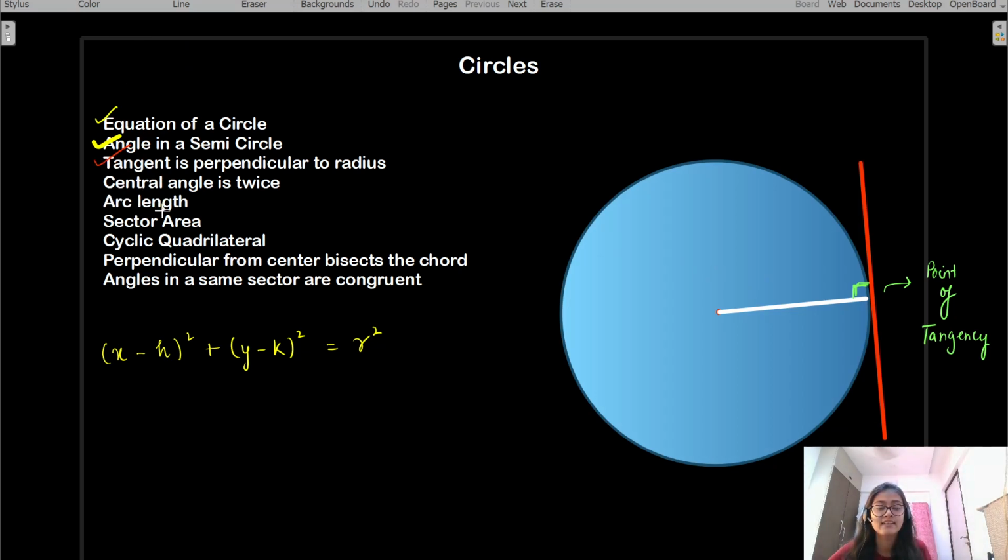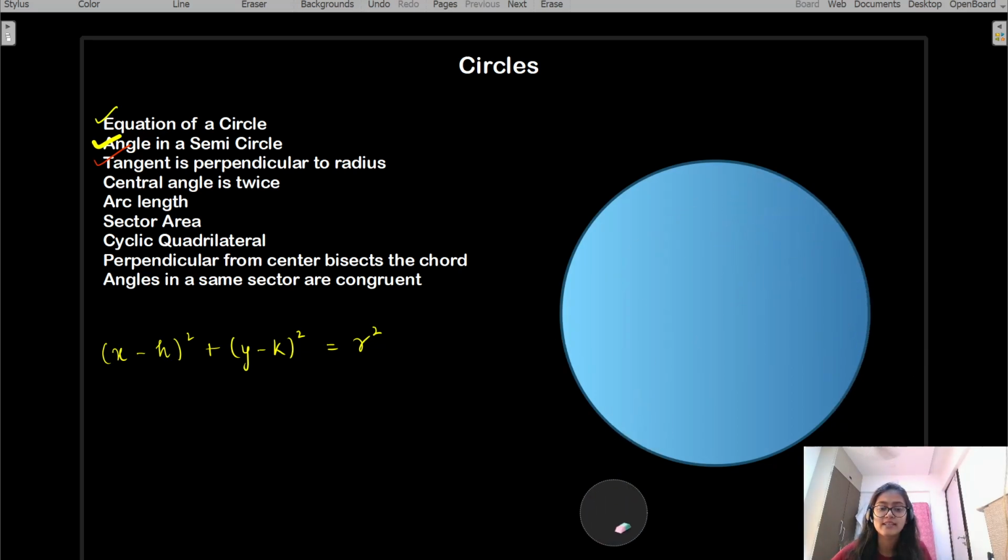Fourth one says central angle is twice. What is it twice of? So first of all, let me draw a central angle. So this theorem says that the central angle is twice the angle drawn on any other portion of the circle. Let me just show it to you.